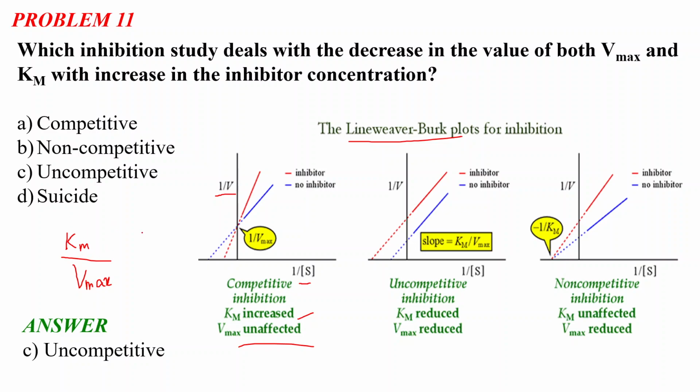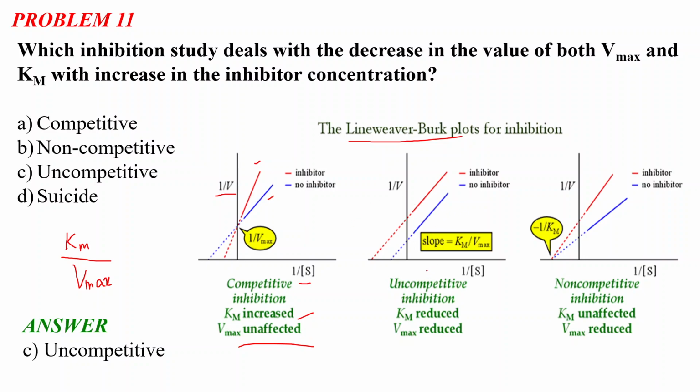So what will happen to the slope? If the Km is in the numerator and its value increases, the slope will also increase. So you can see this line is much steeper than this blue one. This is the case of competitive inhibition. Always remember, in competitive inhibition the Km value will increase, but the Vmax value is unaffected.